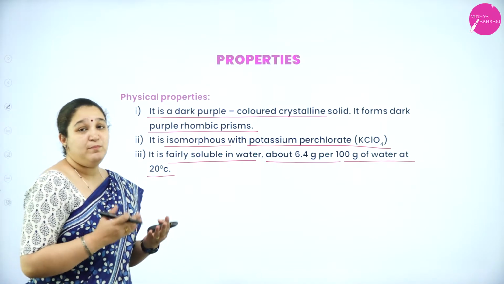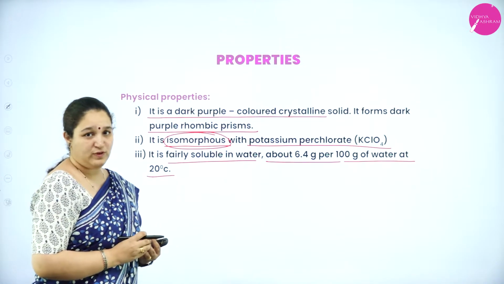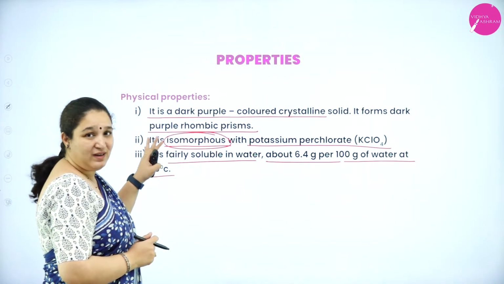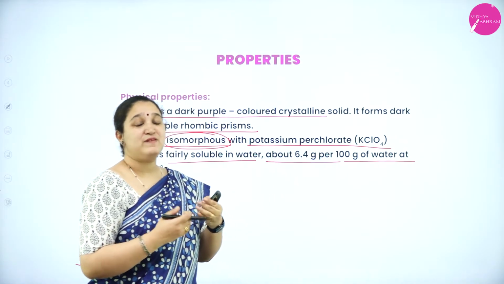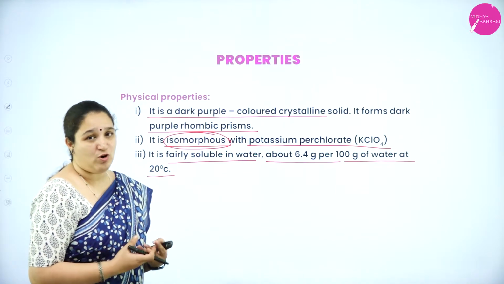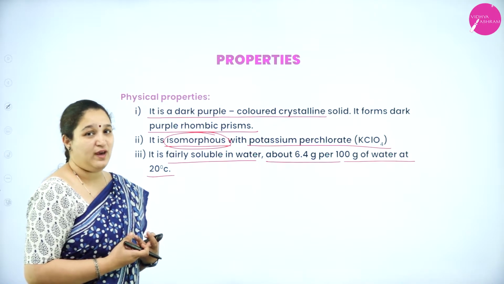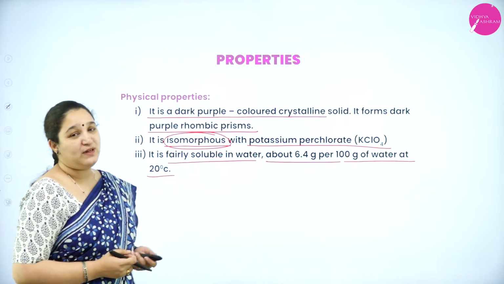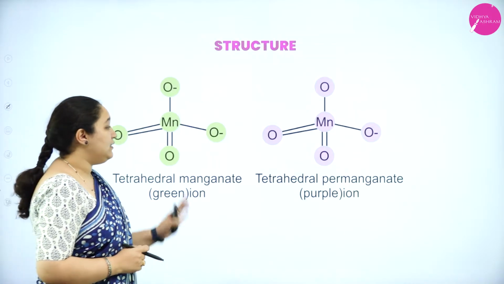You might ask me, ma'am, what is the meaning of isomorphous? Isomorphous means potassium permanganate crystals and potassium perchlorate crystals have similar shape. Then we use the word isomorphous and this phenomenon is called isomorphism. Okay, so that's about the properties of potassium permanganate. Next, going to the structure.